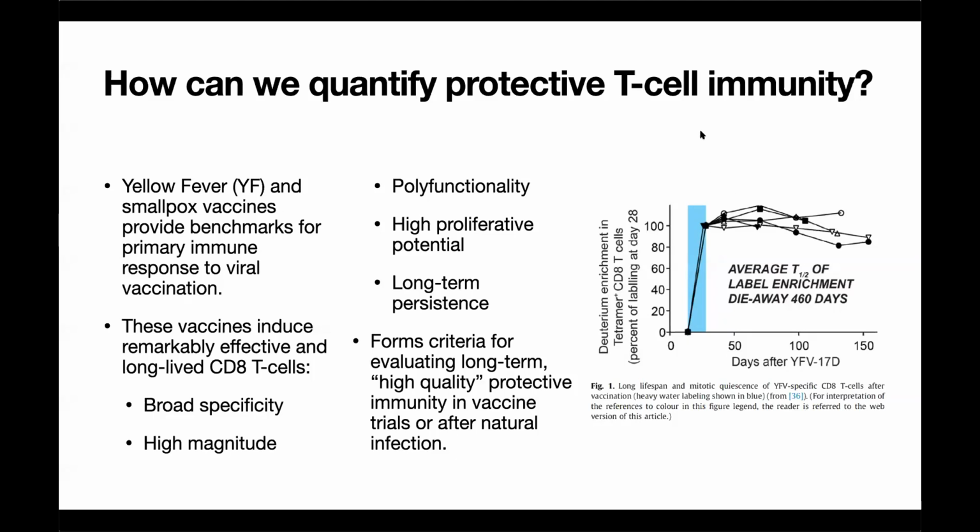Looking at the other systems, one of the desirable outcomes of a vaccination would be to raise an immunity that stays active for a long, long time. And in order to make the case that this should be possible or might be possible for SARS-CoV-2, the author draws upon yellow fever and smallpox vaccines to provide benchmarks for primary immune response to viral vaccinations. These vaccines induce remarkably effective and long-lived T cells.